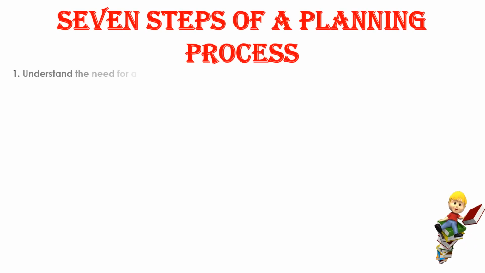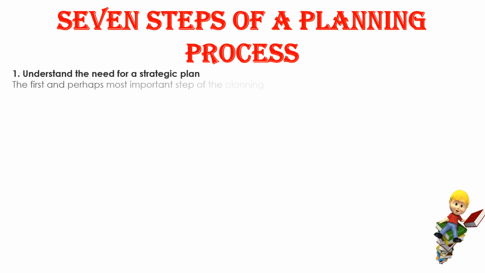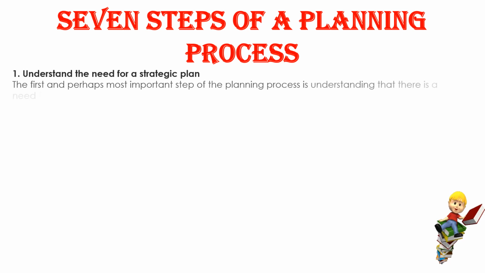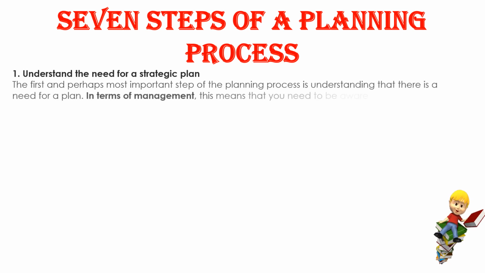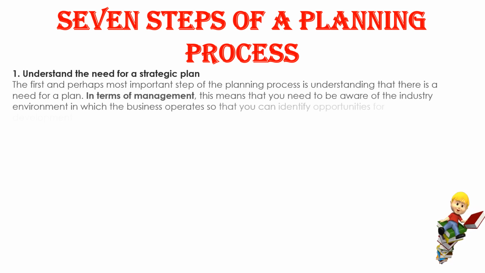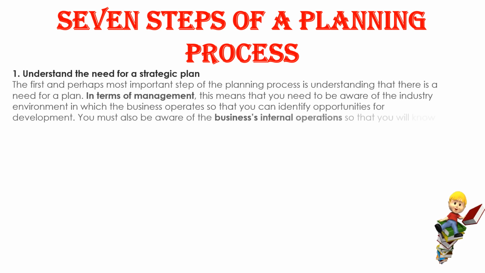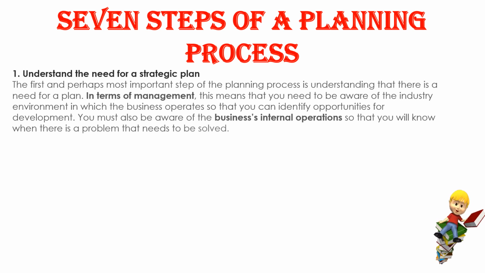The first one is understand the need for a strategic plan. The first and perhaps most important step of the planning process is understanding that there is a need for a plan. In terms of management, this means that you need to be aware of the industry environment in which the business operates so that you can identify opportunities for development. You must also be aware of the business internal operations so that you will know when there is a problem that needs to be solved.